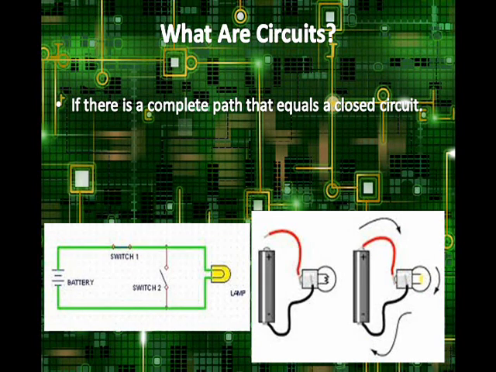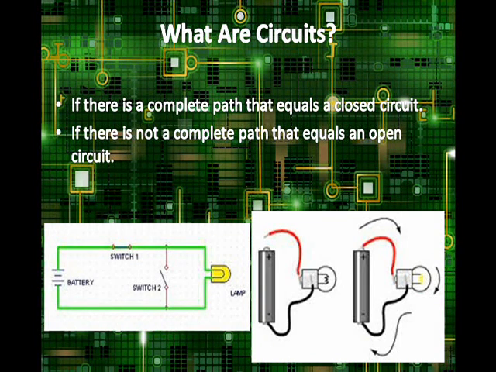Look at the light bulb that's closer to the middle. Do you see how the wire is detached from the battery source? That means the circuit is broken, so it's an open circuit, and there's not a complete pathway. So therefore, if you don't have a complete pathway, you have an open circuit.